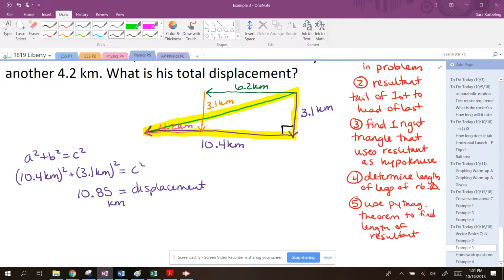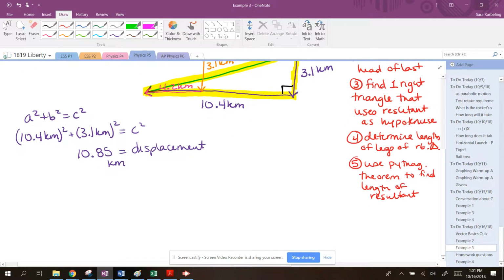So then we're going to get clever and we have to figure out what angle we're going to use. Remember, we're going to choose the angle from the starting point. The angle in the triangle that includes the starting point. So step 6, identify the angle in your triangle that includes the starting point.